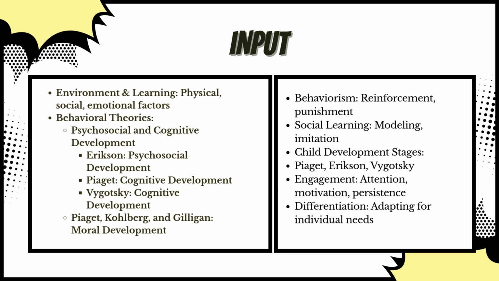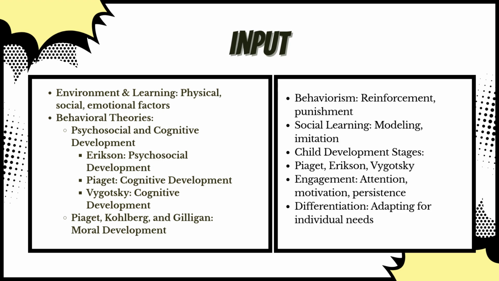So, behavioralism. This explains learning as a result of reinforcement and punishment. Behaviors that are rewarded, such as praise or encouragement, are more likely to continue, while behaviors followed by negative consequences are less likely to occur. Adults can shape learning by providing feedback, praise, or a consequence.